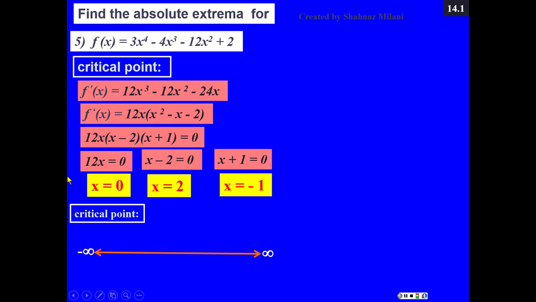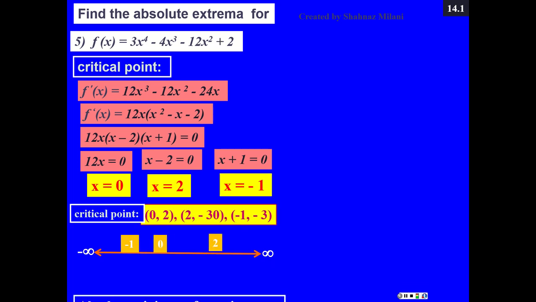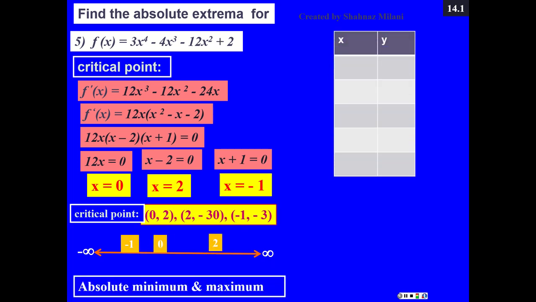Then, each individual f of 0, you are going to find. F of 2, you will find from here. And f of minus 1, you find it from here. Then, I do have 3 critical points. Right away, your critical number, label it on your line, because this is very important when you plug it on your table. From the left side to the right side.